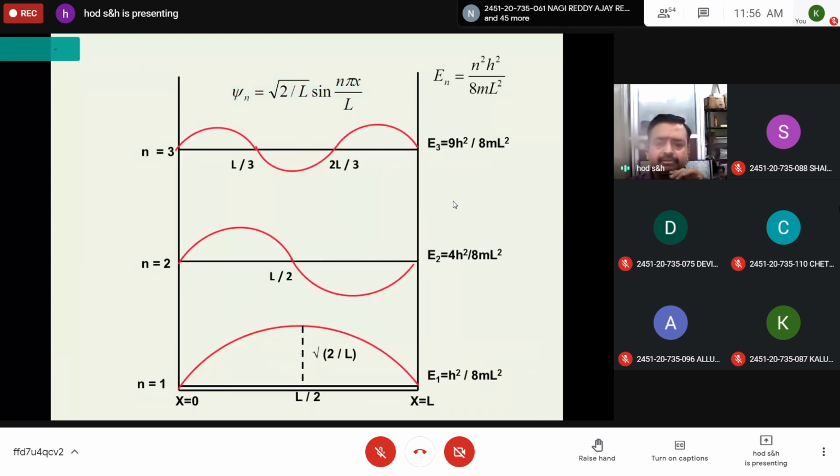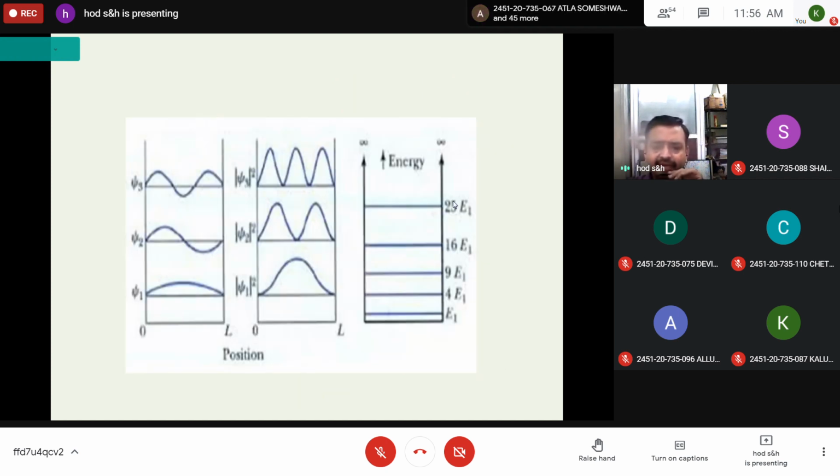And if you write the representation graphically for different values of n, for n = 1, we have E1 = h²/8mL². For n = 2, it is 4E1. For n = 3, it is 9E1. It straight away explains the discrete energy levels of the particle, because 2E1, 3E1 are not permitted for the particle to occupy, and also 5, 6, 7, 8 times E1 energy levels are not permitted. It indicates the quantum nature of the particle. So this is the graphical representation of wave function ψ and |ψ|² and the energy level diagram of a particle in one dimension.